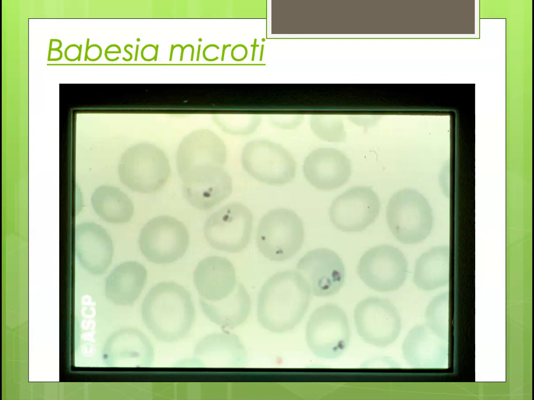So look at this picture. This looks very similar to falciparum. And why did I say falciparum? Because I see multiple trophs within a single RBC. So this is where you might have trouble distinguishing between the two.